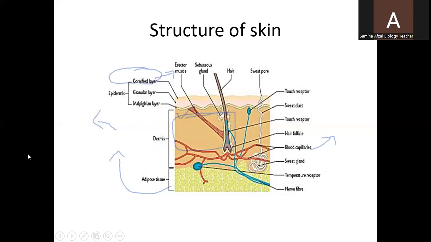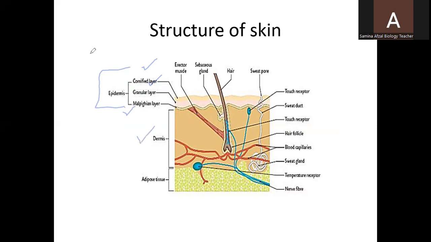Our skin also plays a major role, and here we can see the different parts and structure of the skin. The uppermost layer is called the epidermis, which is further divided into the cornified layer, granular layer, and malpighian layer. The lower layer is the dermis.